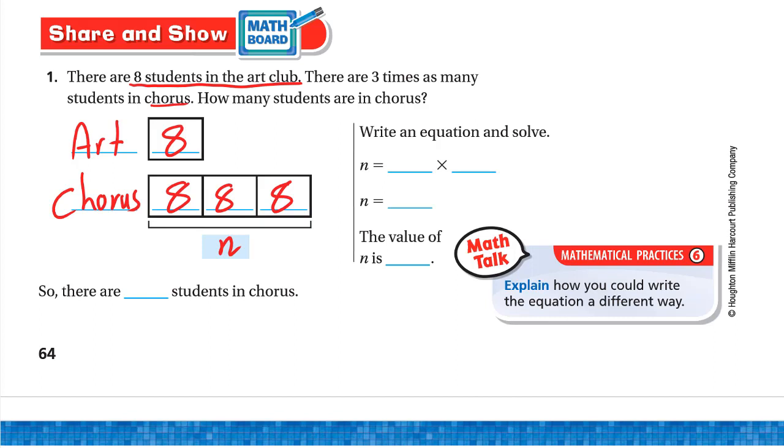The N is 8 and 8 and 8, so it's 3 times 8. So let's write the equation. N is 3 8s, or 3 times 8. So N equals 3 times 8 is 24. So the value of N is 24, and the value of N is the number of students in course. So there are 24 students in course.